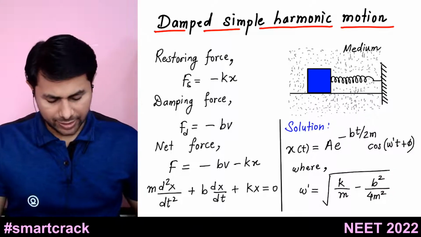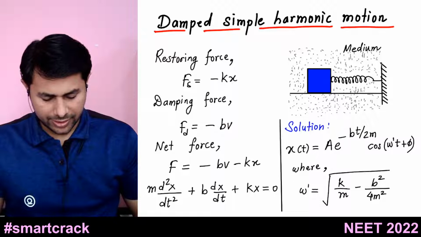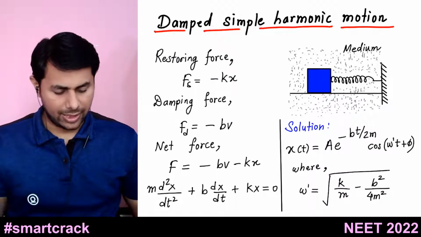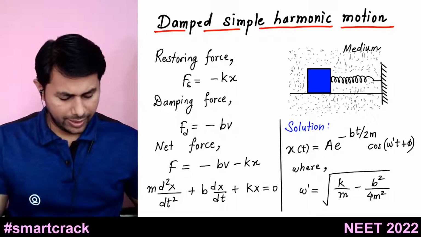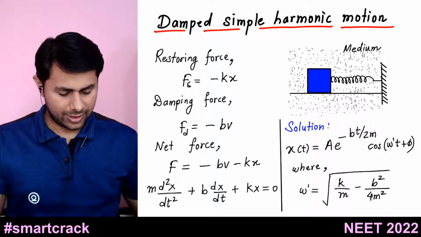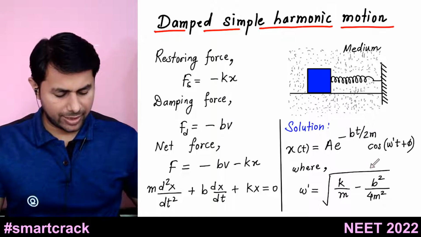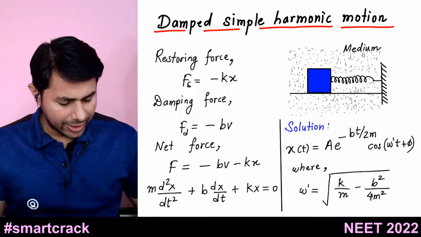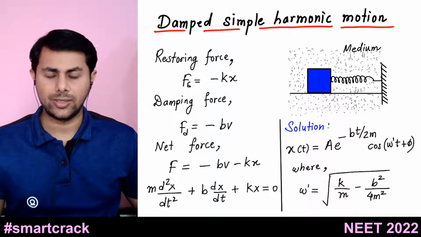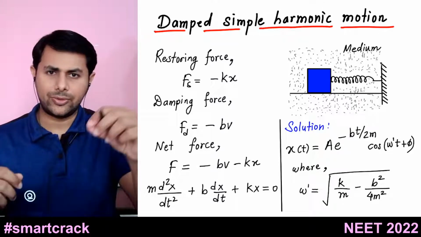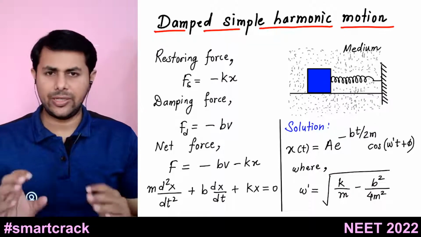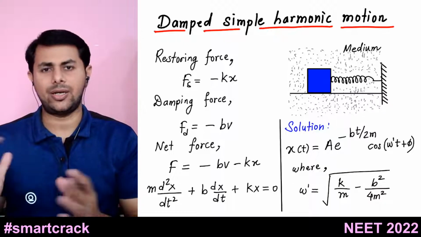Where b is what? B is the damping constant, and m is the mass of this oscillator, the mass of this block. So it will oscillate with a reduced frequency, because initially the frequency was square root of k by m, and now we are subtracting something from this square root of k by m. So its amplitude goes on decreasing as time passes, and its frequency is also reduced compared to the earlier case.